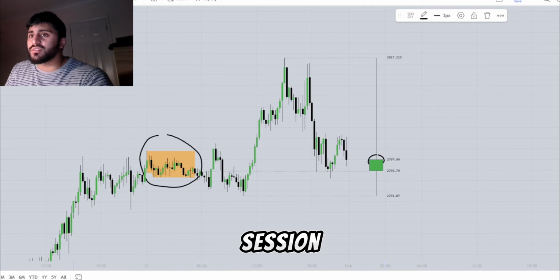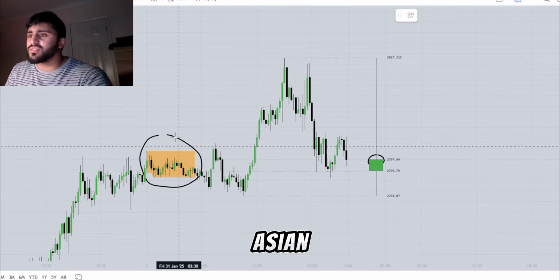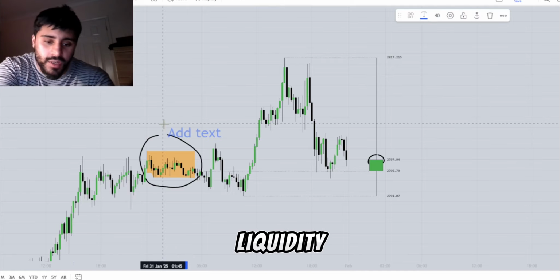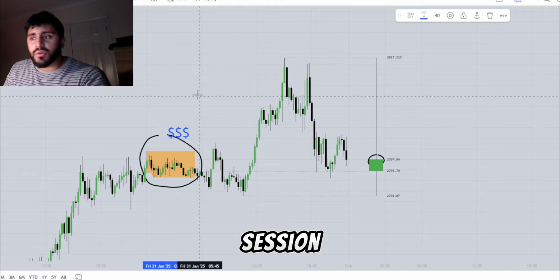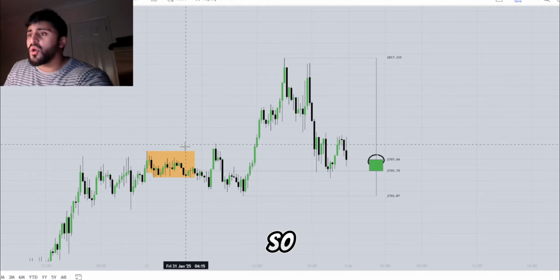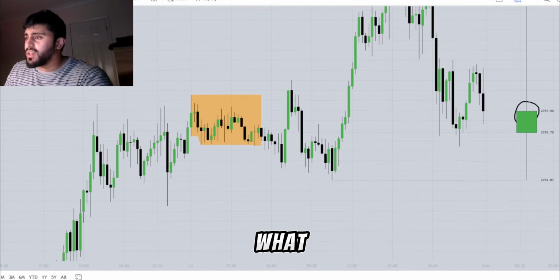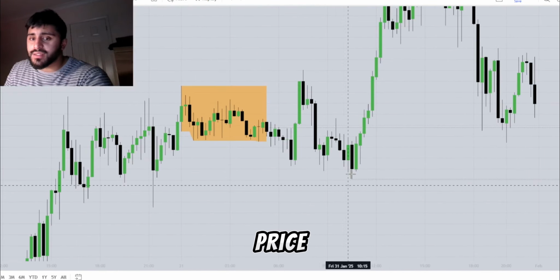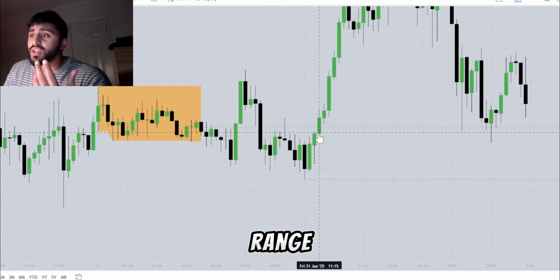What's the purpose of the Asian session? The Asian session has a purpose: it simply builds liquidity. This liquidity building is very, very important. So when we have our Asian range, what we need to understand is that the price action takes out the Asian range high first.